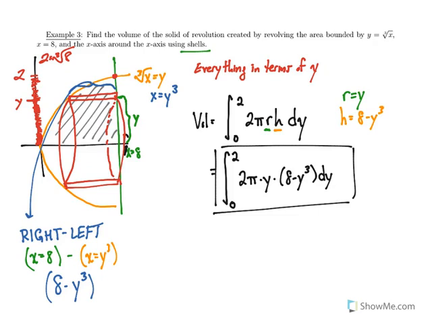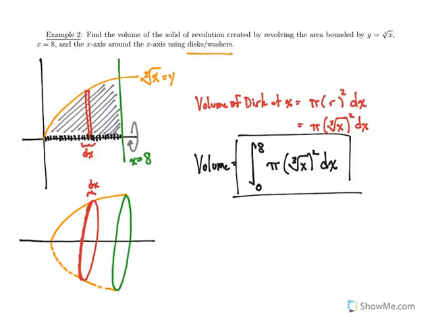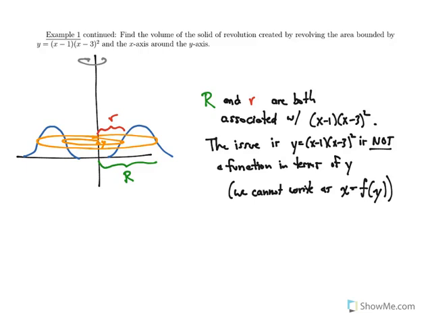In some problems, you're only able to use the disk method or only able to use the shell method. It kind of depends on if you can rewrite your function in terms of the other variable. In our first example, we were not able to do it in terms of disks and washers, but we were able to do it in terms of shells. And it's important to know both of the processes. And although they are similar, the shapes that we're dealing with are wildly different.